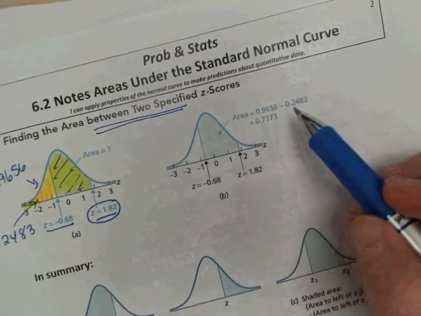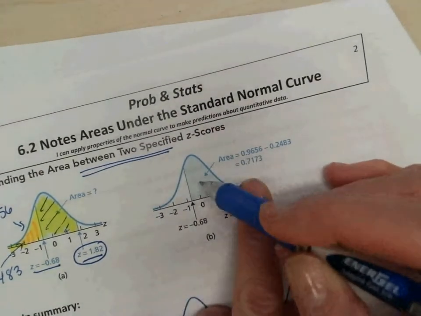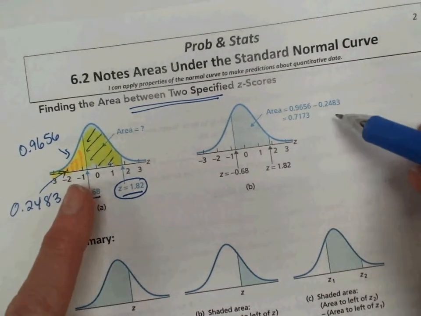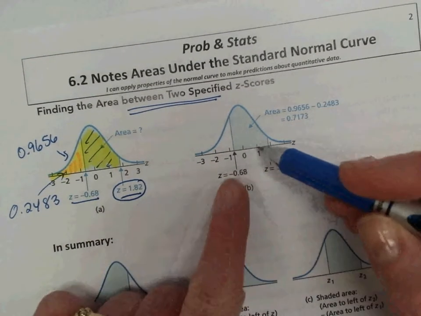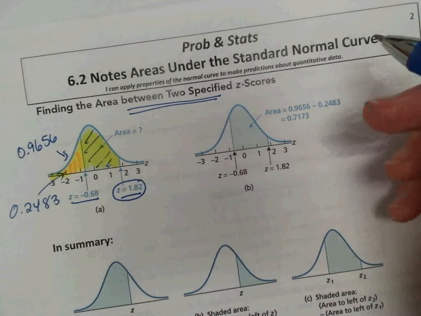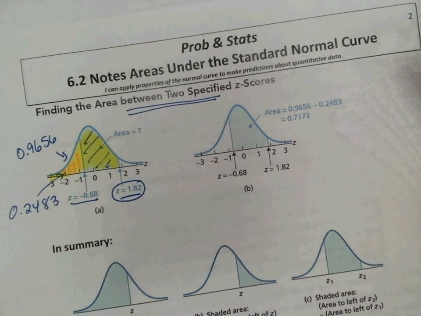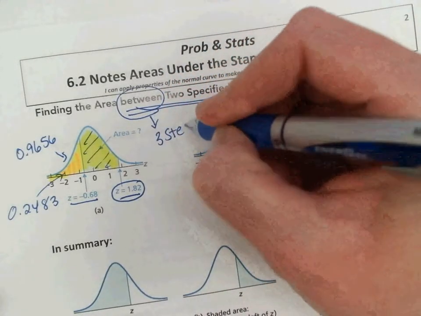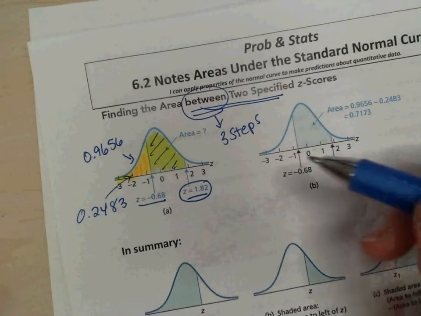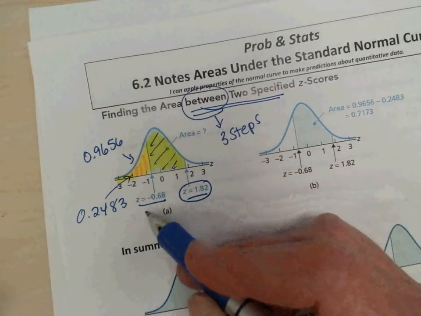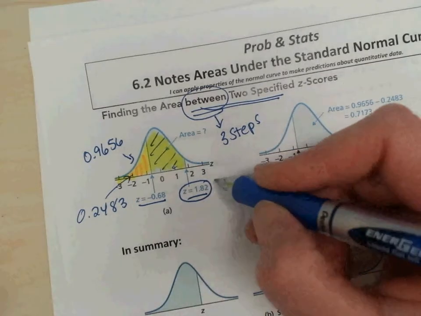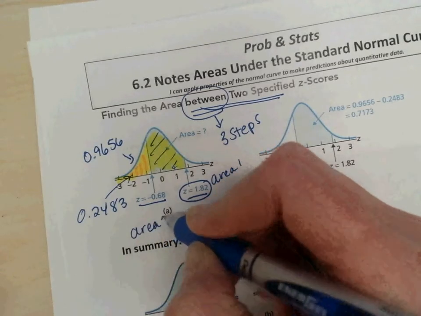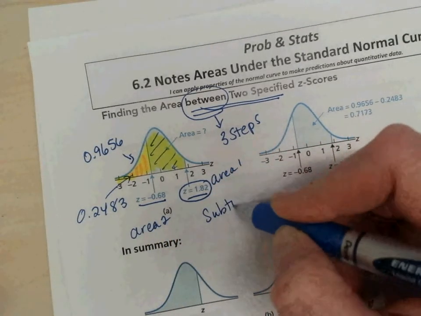So you can see that's done right here. The area in just this region is the 0.9656. That's all of the highlighted yellow, minus the orange highlighted, is going to give you that region in between. So this is, I would say, 3 steps. Whenever you're talking about between, you think about 3 steps. Step 1, find each one of the areas. So find area 1, and then area 2, and then subtract.